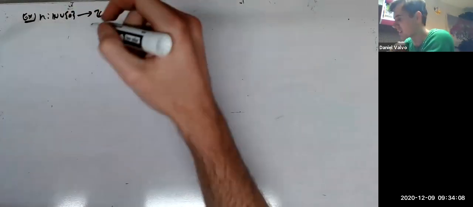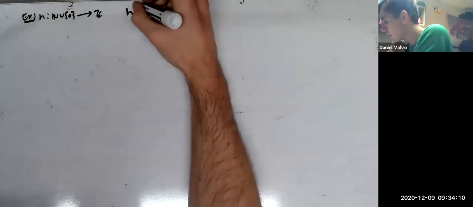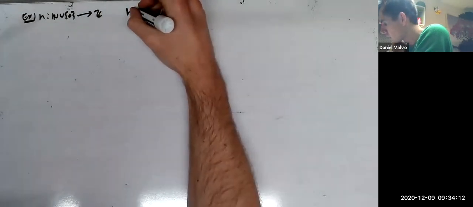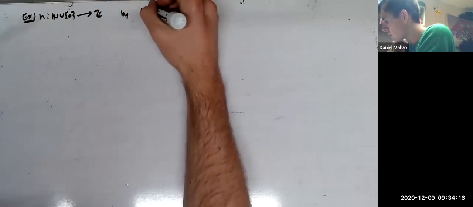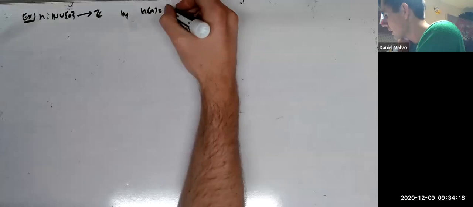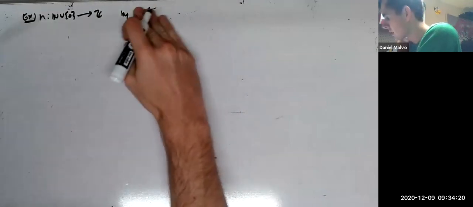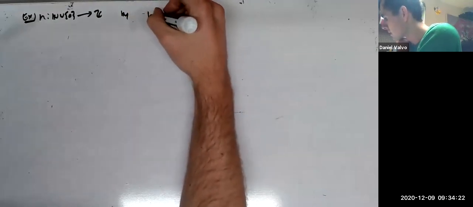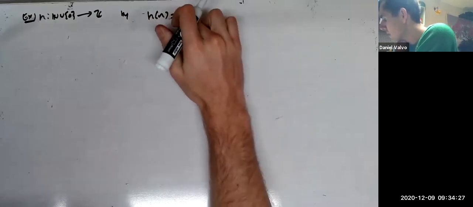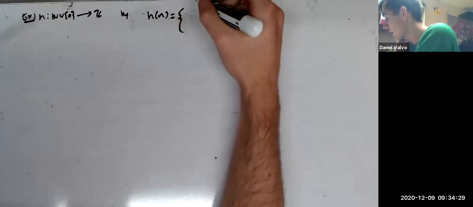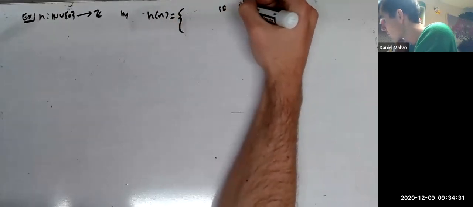What is our actual function? So we're going to define our function h by h of n is going to equal, and it's going to be a piecewise function. And here's where things get interesting. So remember, a piecewise function, what h does to n depends on what n is. And so we're going to have 3 cases.